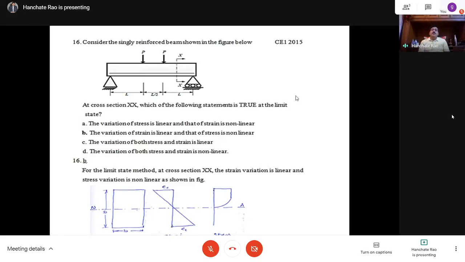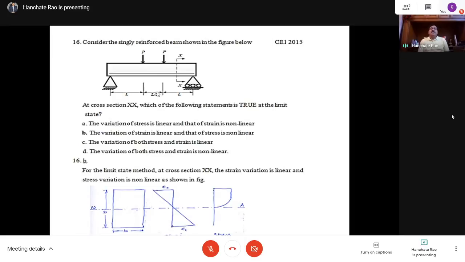Consider the singly reinforced beam shown in the figure. Actually, with this problem you can understand a bit of RCC also. A singly reinforced beam is the beam in which the reinforcement is kept only at the bottom, that is in the tensile zone. No reinforcement is kept at the top. Such a beam is called a singly reinforced beam in RCC.